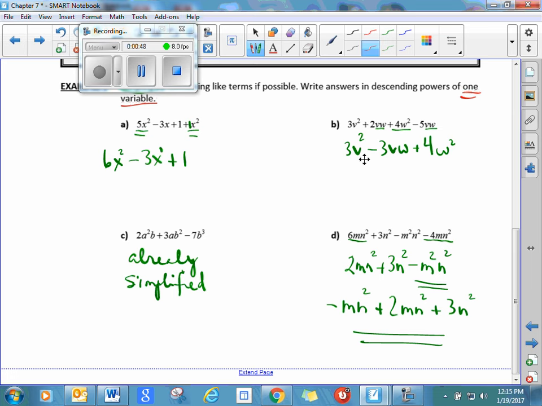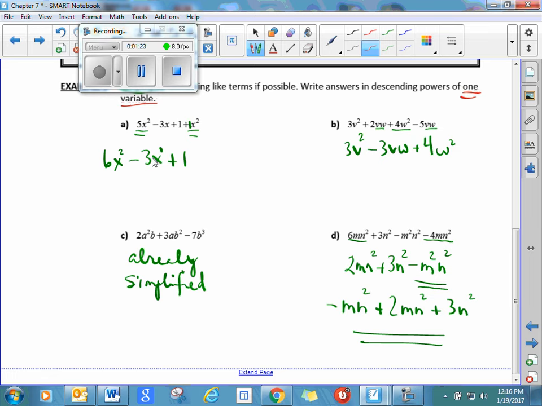It doesn't really matter which variable you pick to write in descending powers. Generally speaking, you will see the one that comes first in the alphabet as the one that is chosen. So I chose V, so we have V to the second power, V to the first power, and no V's at all in this back end. If you had chosen W instead, it would look different, but it would be equally correct as long as you make sure you get that negative sign in front of the VW.